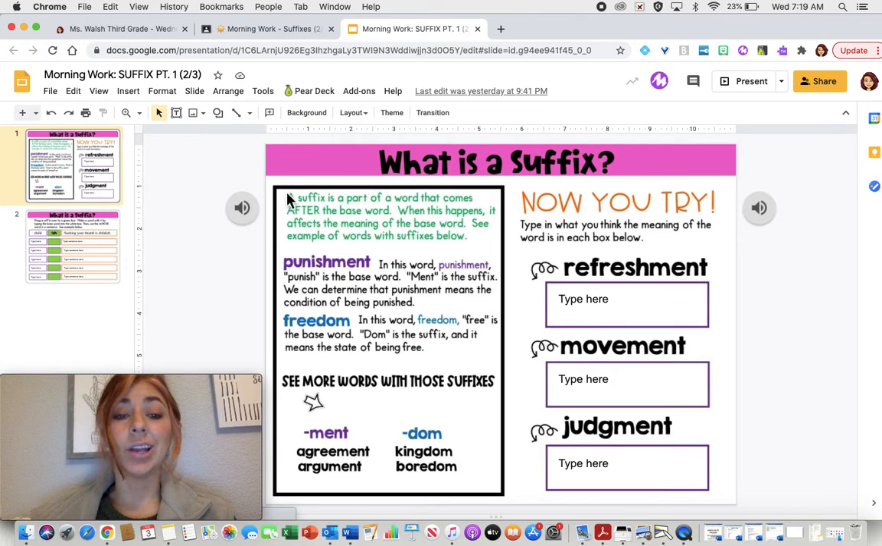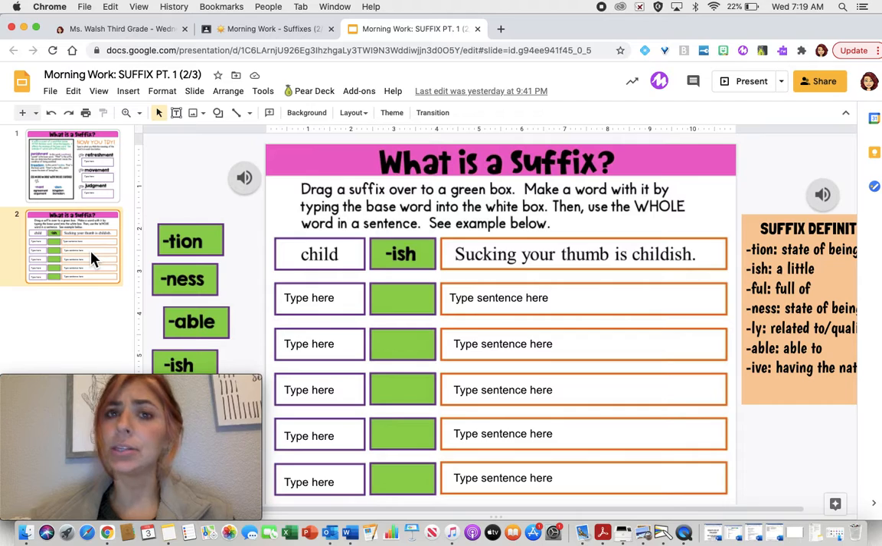You can either listen to the audio or read the anchor chart. After you finish that, you are going to tell me what you think these mean, and you're going to answer based off of the information you got from this chart. Then slide 2. Slide 2 is a little different than Monday and Tuesday's slide 2, so just keep that in mind.